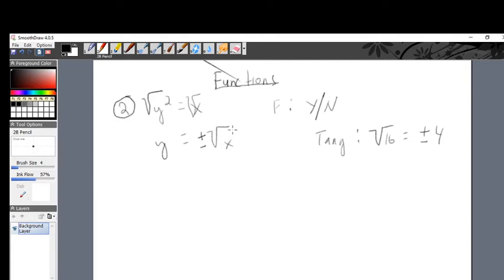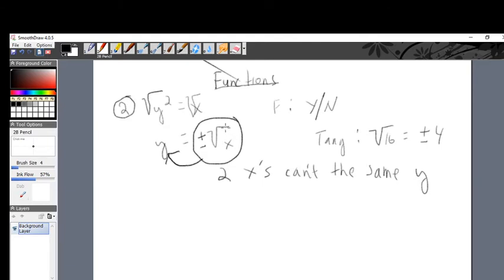Now remember, two y's can't have the same x. The same x can't give two different y's. And that's what we have over here. We have plus square root of x gets us to the same y, and minus square root of x gets us to the same y. So therefore, you'd have to answer no, this is not a function.